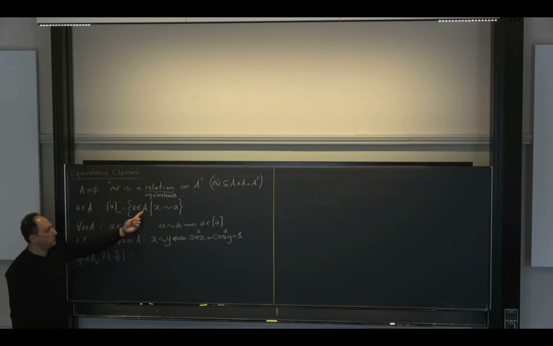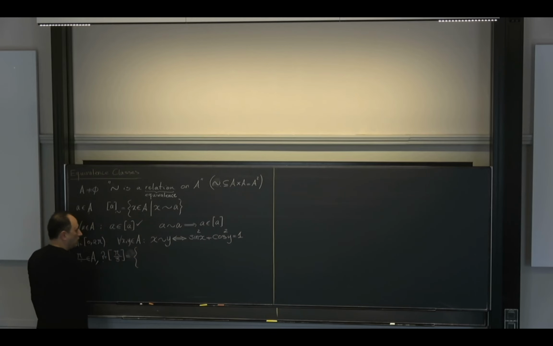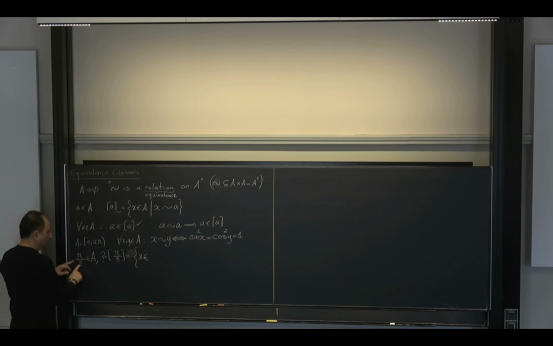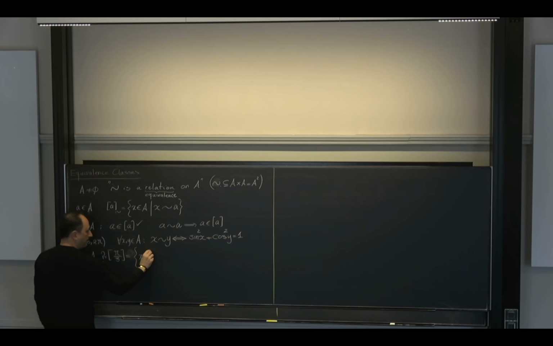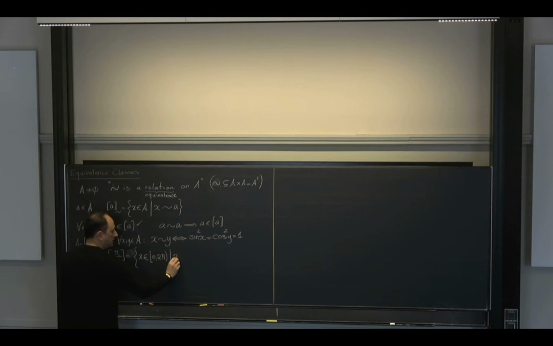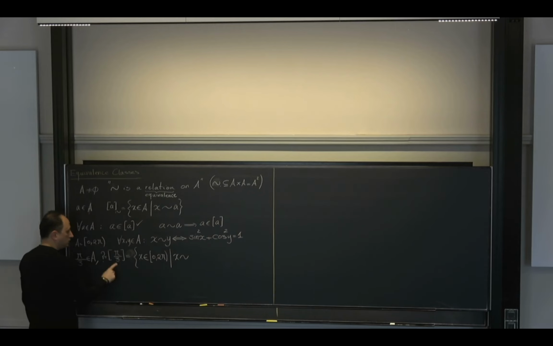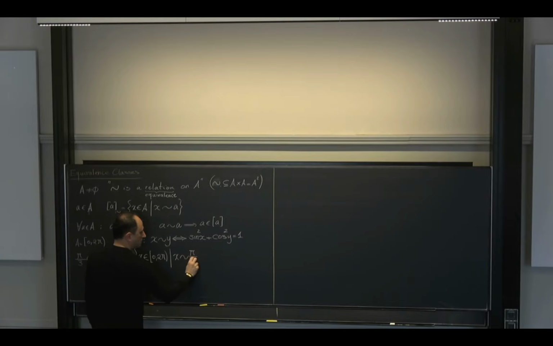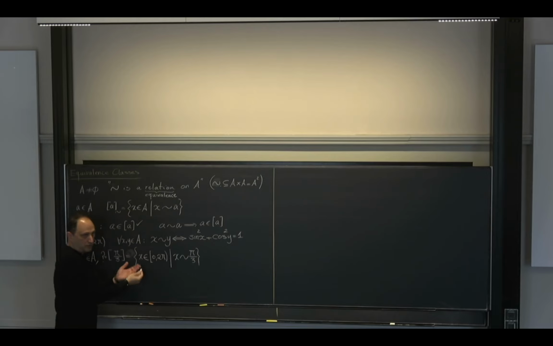Okay, so how should I do that? I need to remember this definition. This means the set consisting of all x's within A, but A is this, such that x is related to this element that we picked, in this case pi over 3. So far, I have done nothing except rewriting the definition. Is that clear?